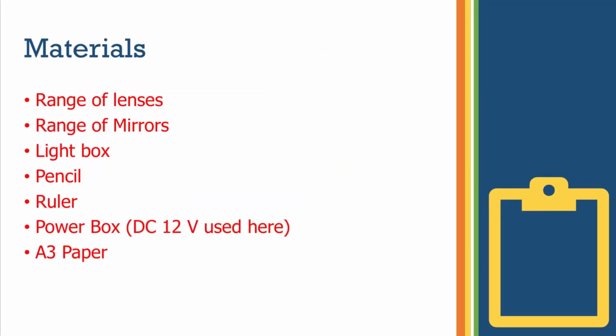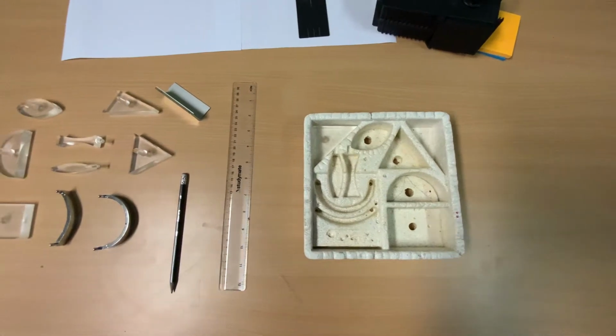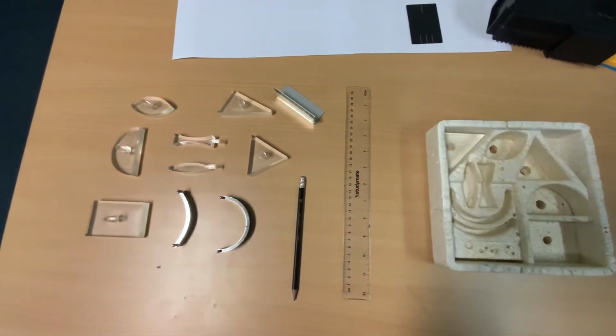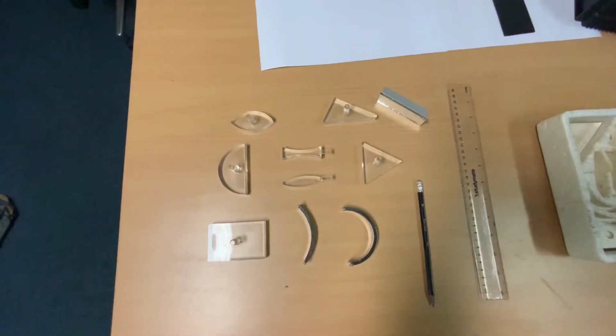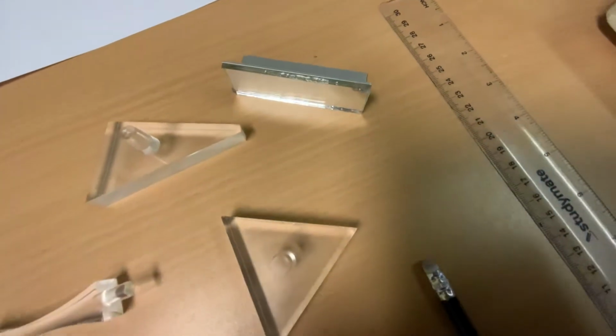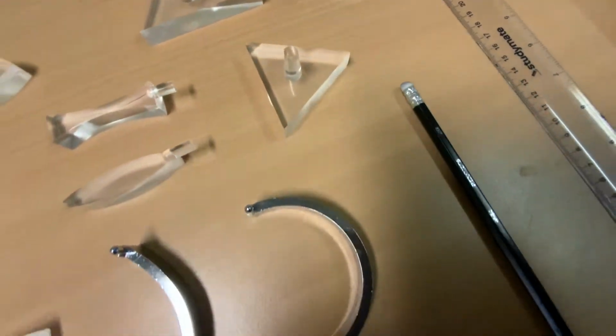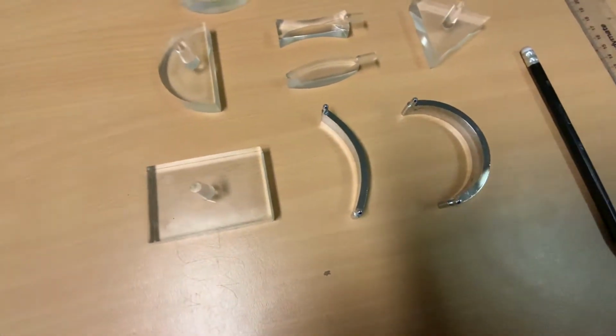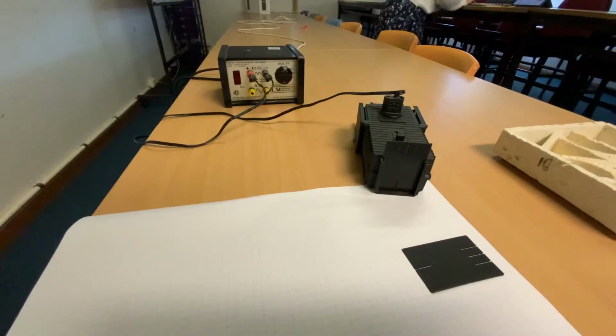The materials we'll be using for this practical are a range of lenses, a range of mirrors, a light box, pencil, ruler, power box, and A3 paper. As you can see, we've got some glass lenses with a range of shapes. On the left hand side is a rectangular prism. We also have a couple of mirrors. This mirror here is a plane mirror, which is flat. Two curved mirrors, which can be used as concave or convex.